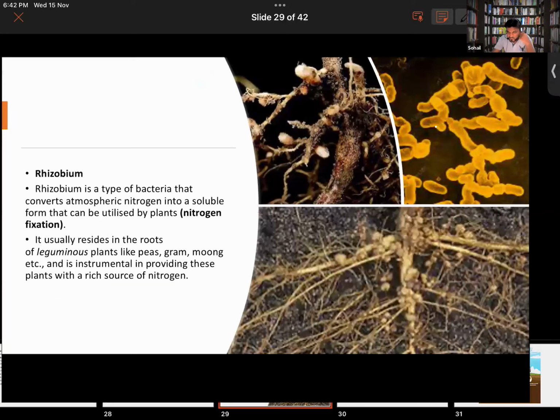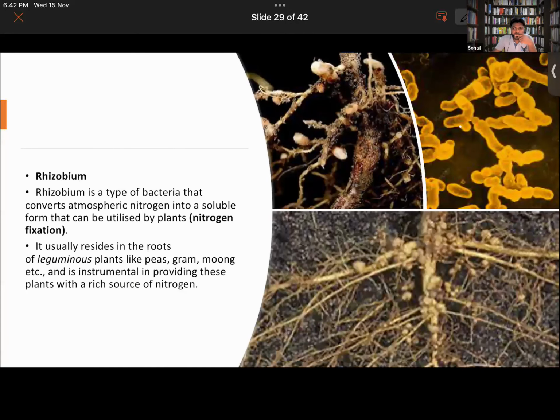Tehseen, what do you see in this image? Sir, this rhizobium lives in the root nodules. Root nodules, exactly. It lives in the root nodules of leguminous plants, like gram, peas, moong. In plants, they are found in the root nodules. And sir, they are very helpful.